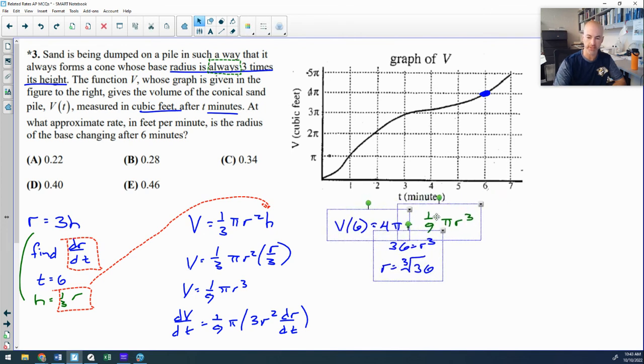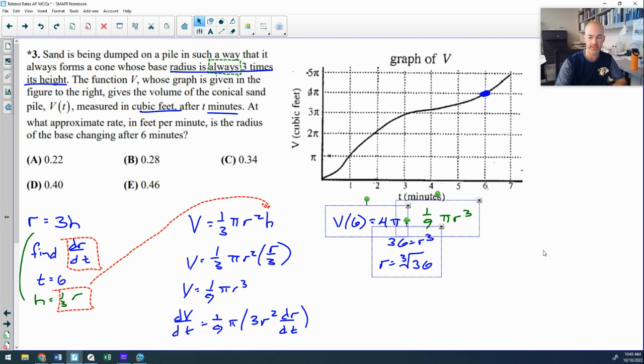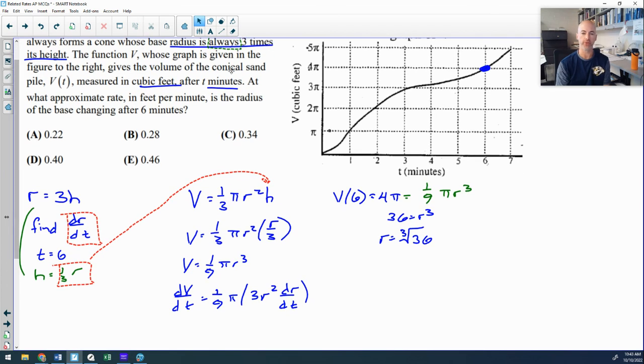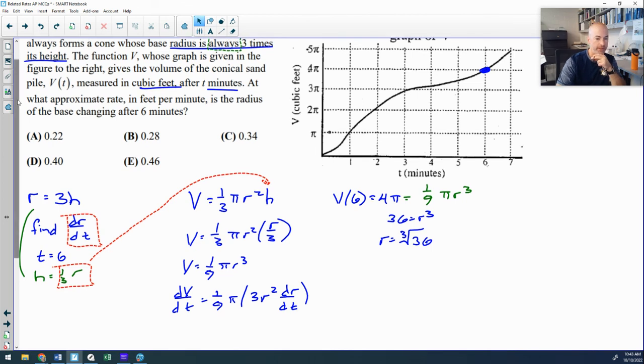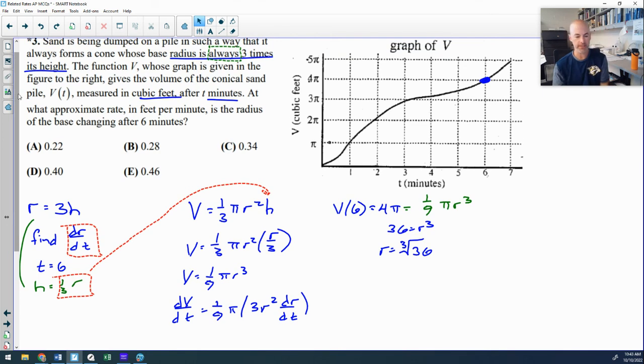Now, you can look at the answer choices and tell that we punched this in a calculator at some point. I'm going to leave it as cube root of 36 now, and I can substitute that in down here. But then we're going to run into another problem because I don't have dV/dt. I need to figure out what dV/dt is, and that's another task here. So how am I going to get dV/dt when time is 6?